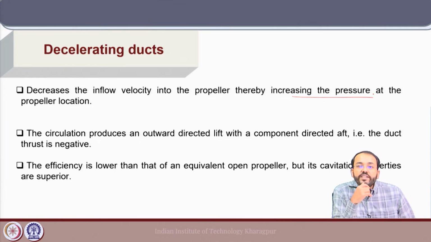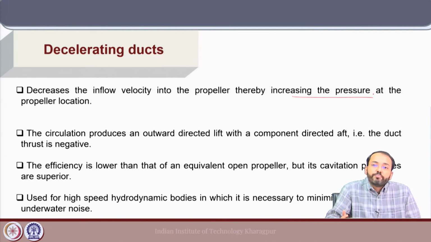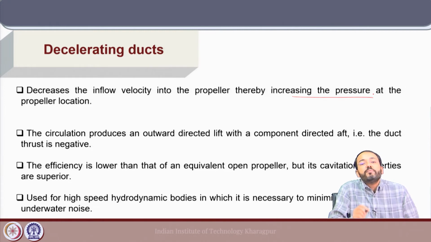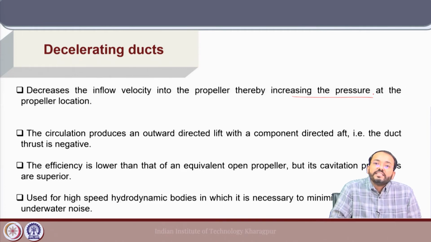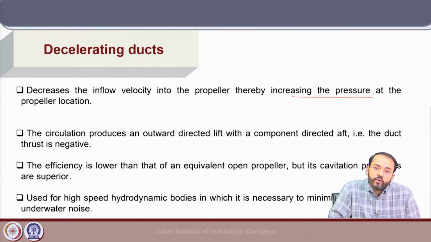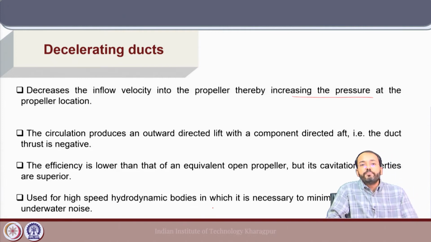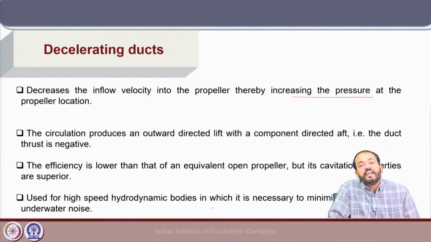Now, why will we use decelerating ducts? These are utilized for specific ships where cavitation is a problem, because they increase the pressure at the propeller location. So, decelerating ducts are used for cases where cavitation performance is important, and the efficiency in this case will be lower than that of an equivalent open propeller, because the thrust is low as the duct thrust is negative. And in high speed hydrodynamic bodies where reduction of cavitation is required as well as underwater noise, decelerating ducts can be used.